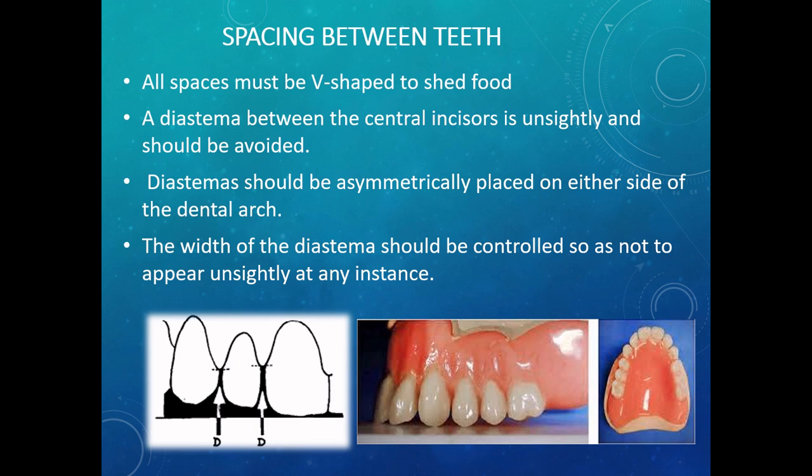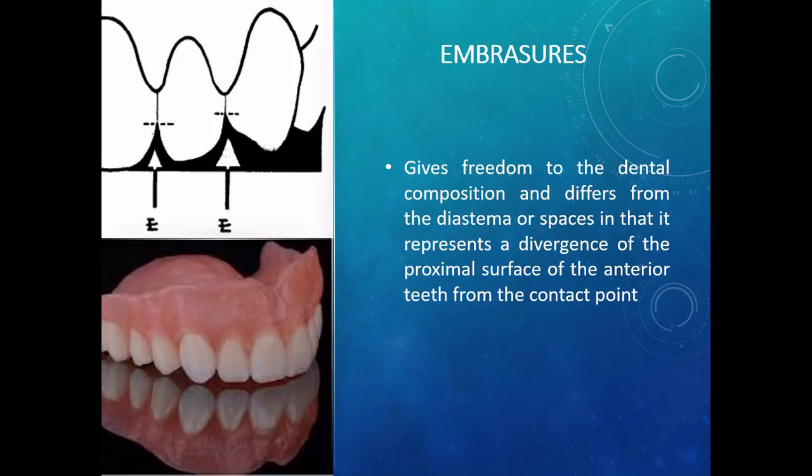Coming to embrasures, you should not confuse embrasure and diastema. Diastema means there is proximal separation of teeth, whereas embrasure represents a divergence of the proximal surface of the anterior teeth from the contact point. As you can see in this picture, E represents the embrasure, which adds a sense of freedom to the appearance of the dental composition. And an embrasure is employed in the same manner as a diastema or spaces, but much more frequently.